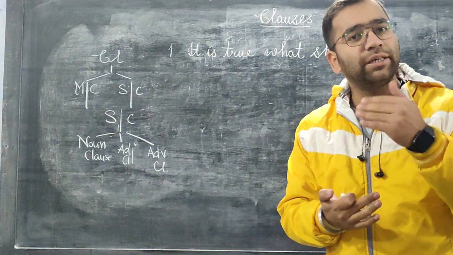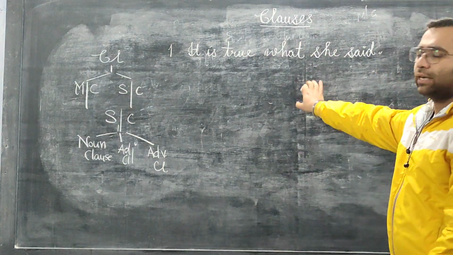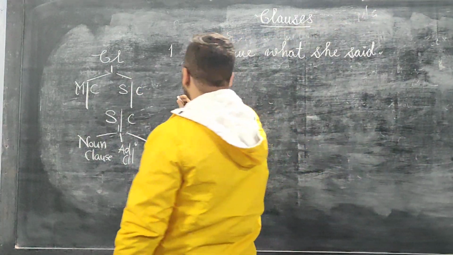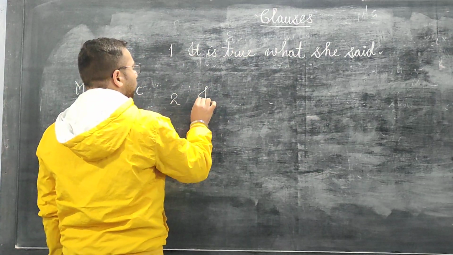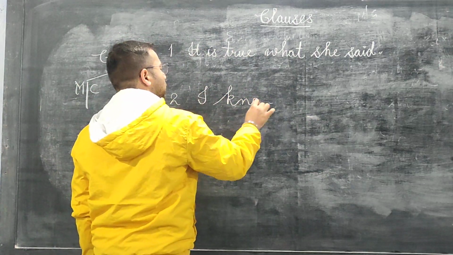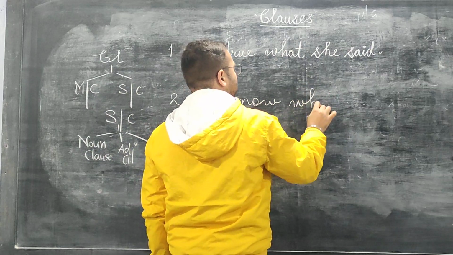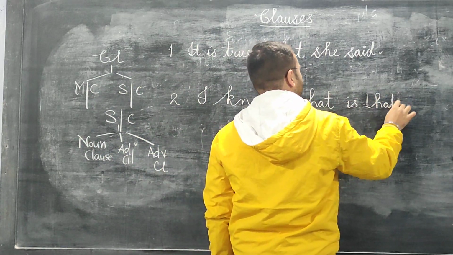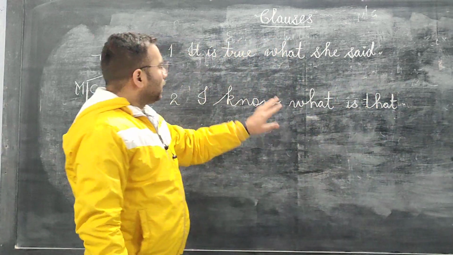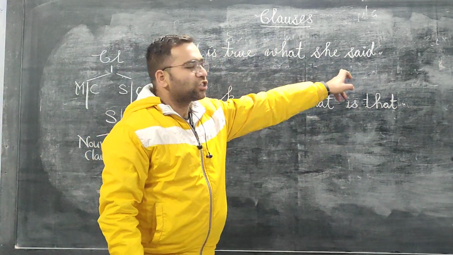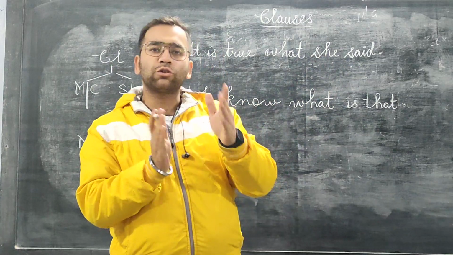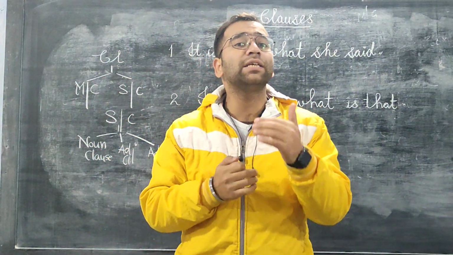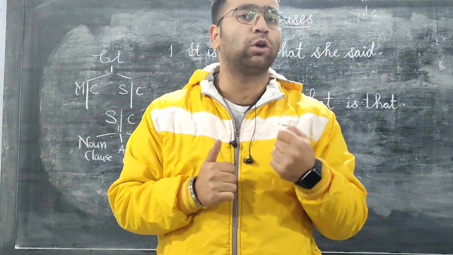Now you have to understand how to find out these clauses. Okay, now just look at this sentence. One more I am writing for you. It is true what she said. What is the way? What are the steps to find out the kind of clause?